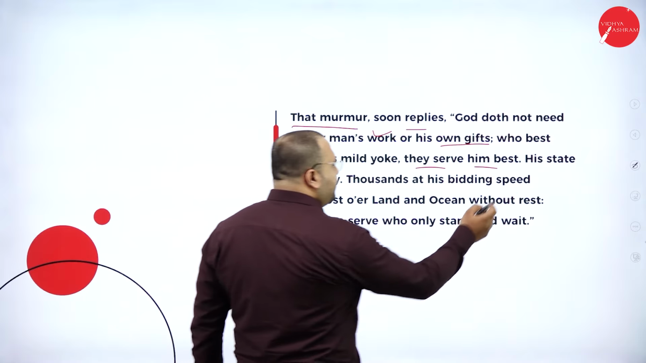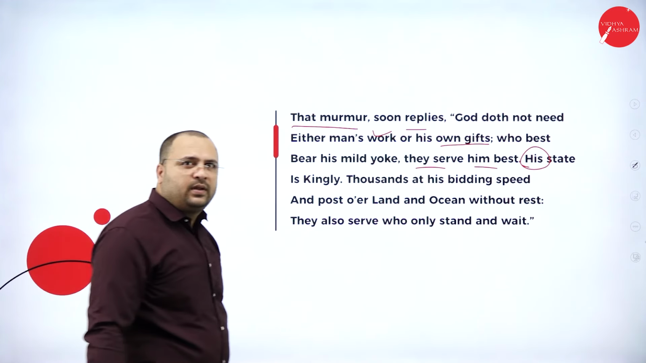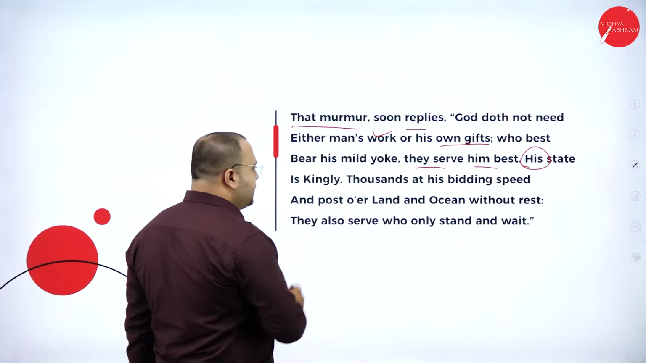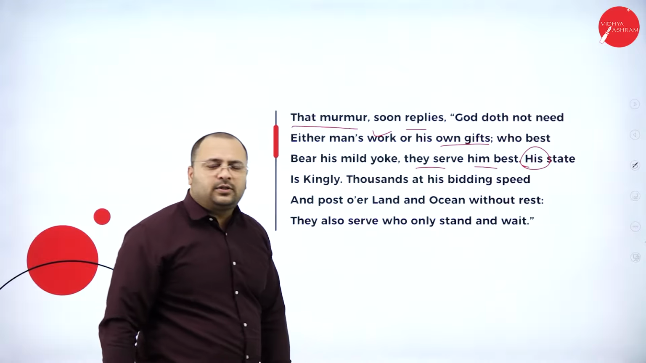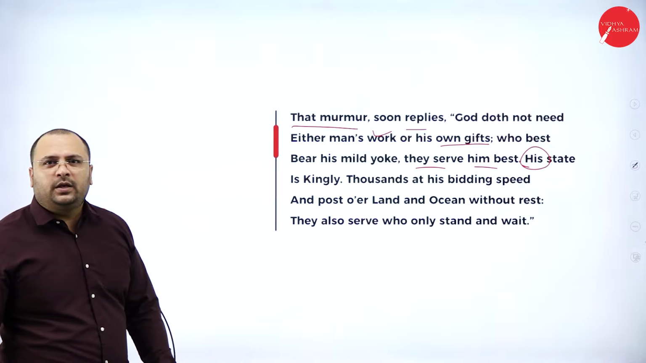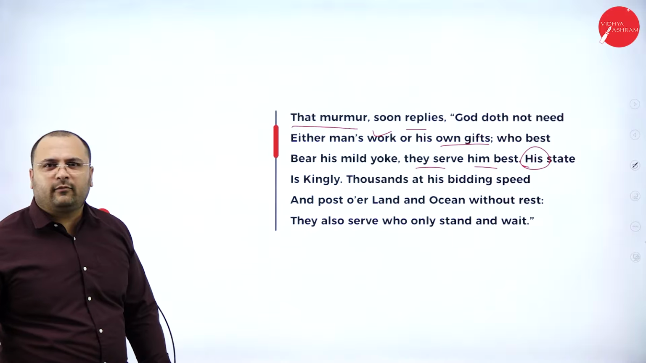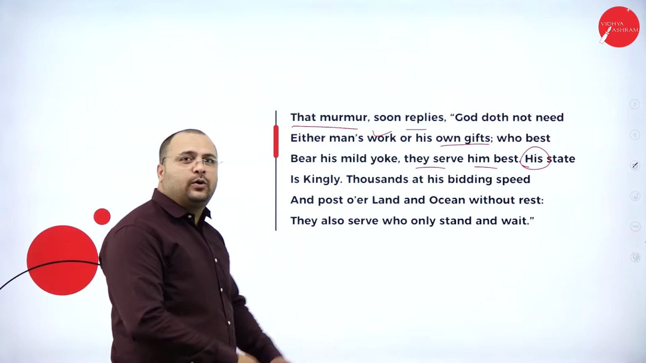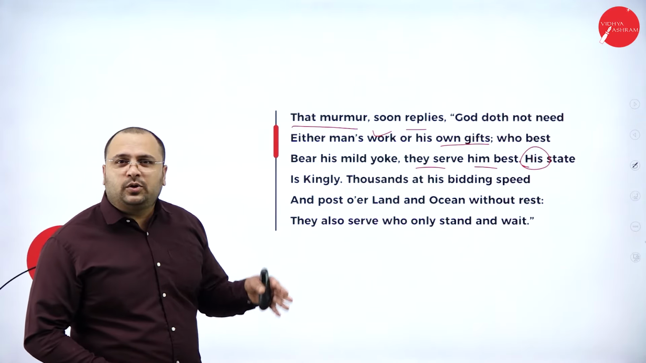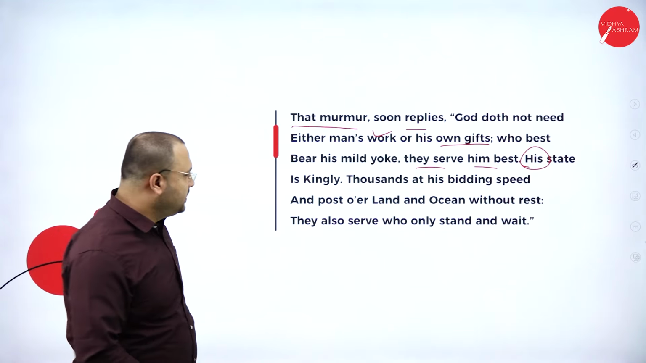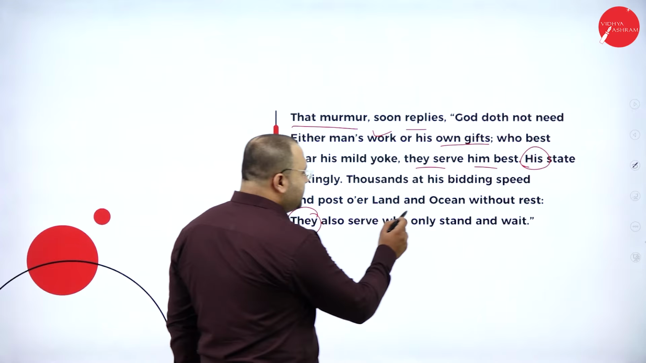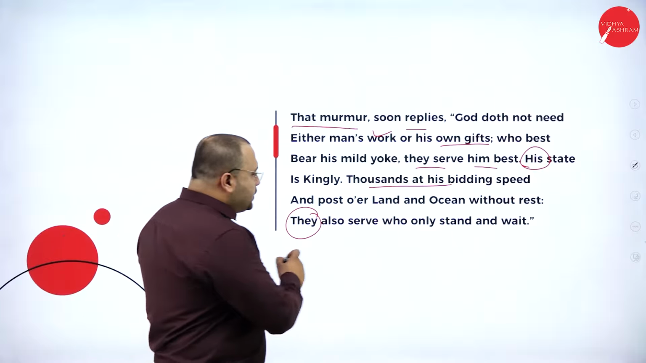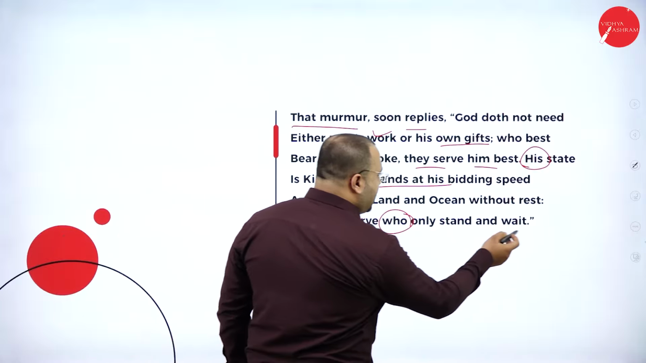His state is kingly. God's state is very kingly. God is the king. He does not need anything. Thousands at his bidding speed and post over land and ocean without rest. So God has his own servants, that is wind, air, fire, water, etc. Everything serves God. So they serve both on land and ocean. And those elements also serve human beings. That means they, the servants of God, thousands at his bidding, also serve man who only stand and wait.